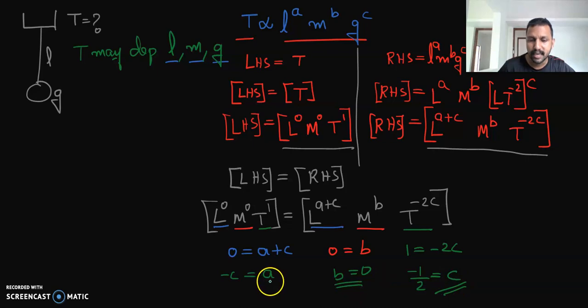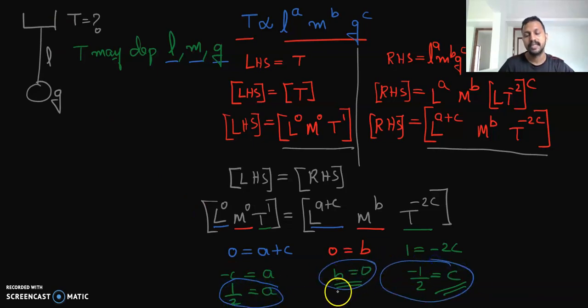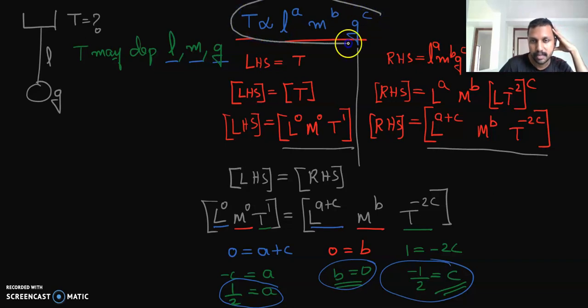And since A equal to minus C, we will get the value of A as minus of minus 1 by 2. Minus of minus 1 by 2 is 1 by 2. Okay. From these equations, we are getting the values of A, B and C. Now, since we have the values of A, B and C, let us substitute them in our first equation. We have our first equation like this: T proportional to L raised to A, M raised to B, G raised to C.